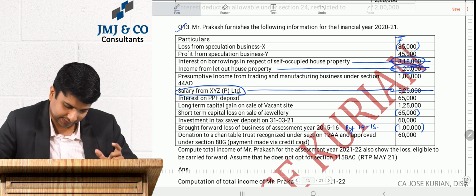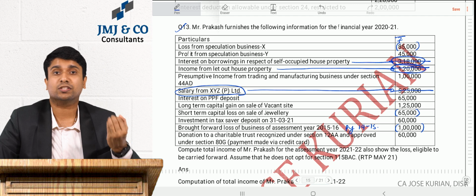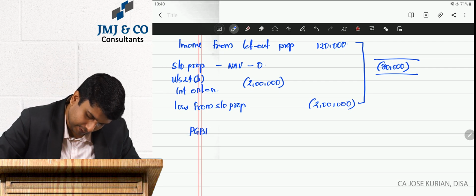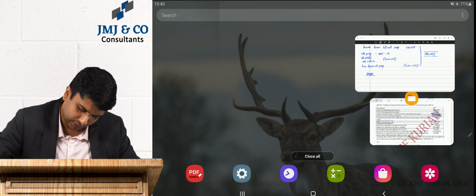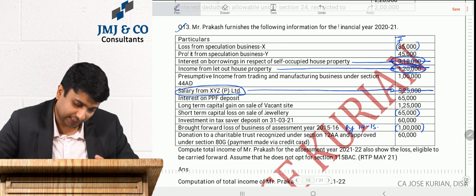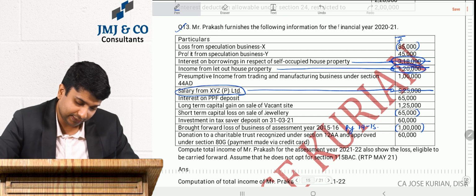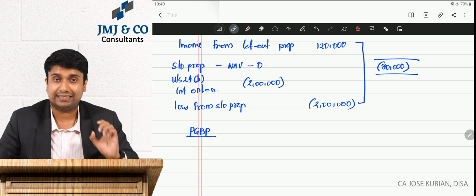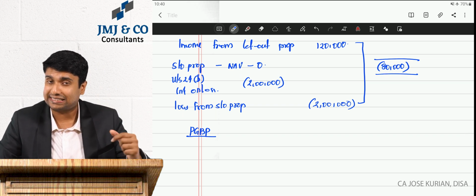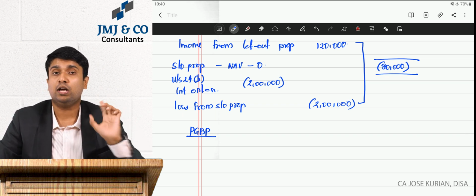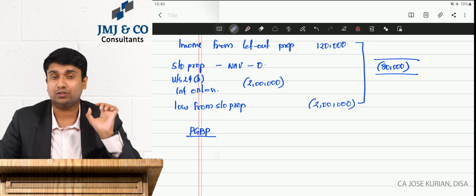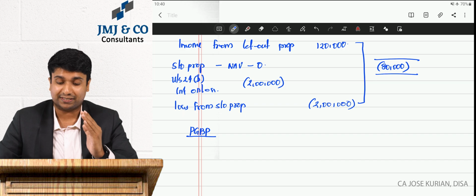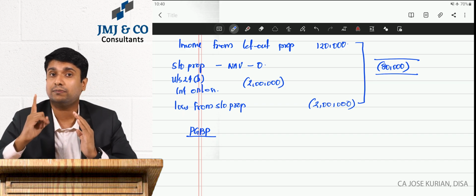So next is business. In PGBP, profits or gains from business or profession, is the next head. So I'm writing PGBP. Which are all the incomes and losses? Starting from loss from speculation 85, then profit from speculation 45. There is a speciality for speculation business. That means loss from speculation business can be set off only against profit from speculation business.